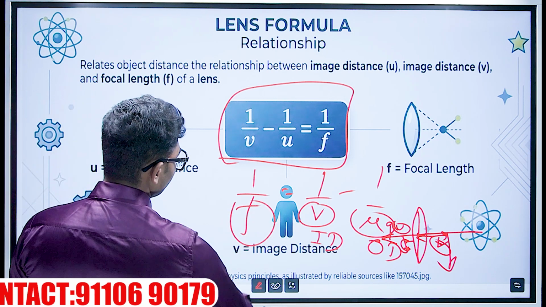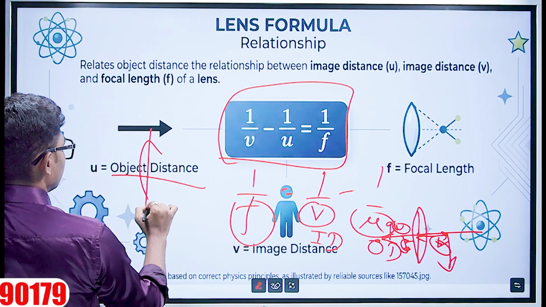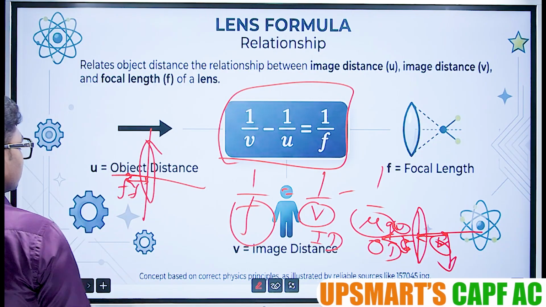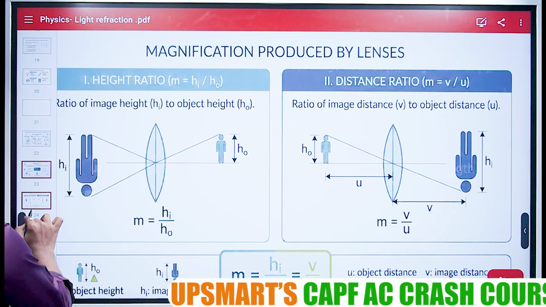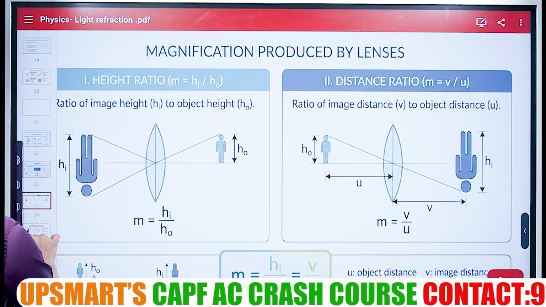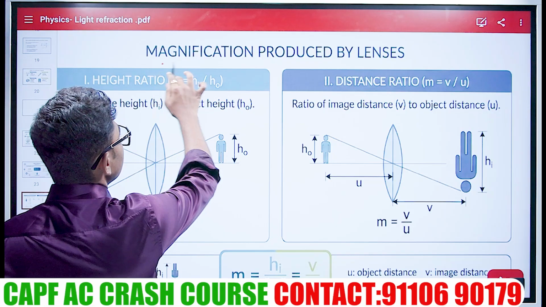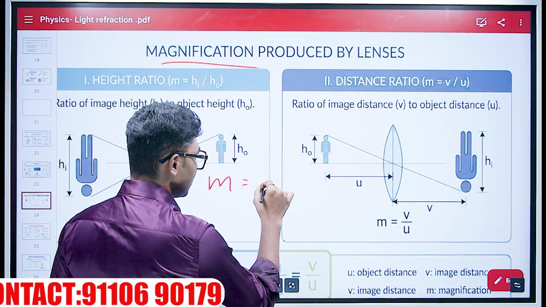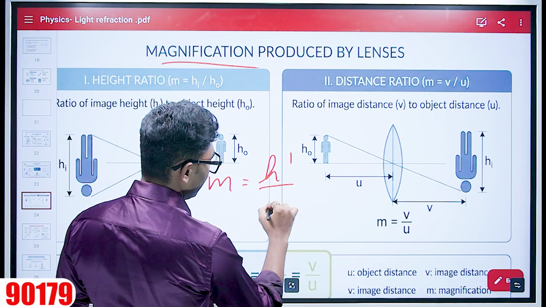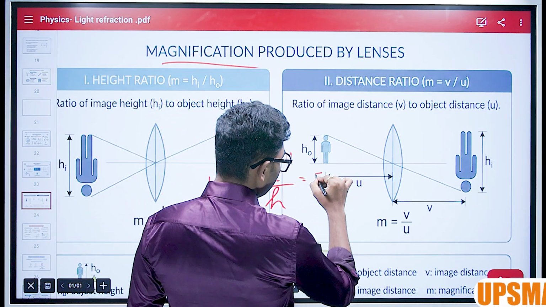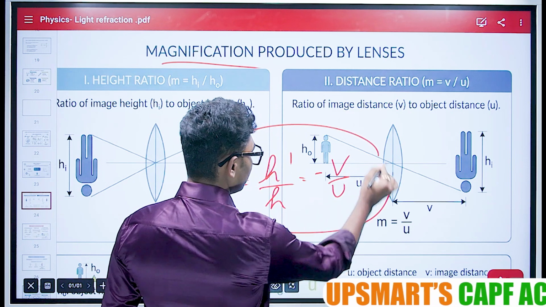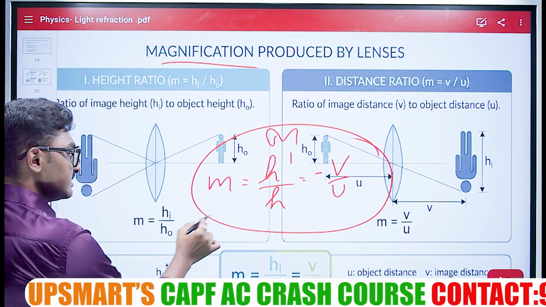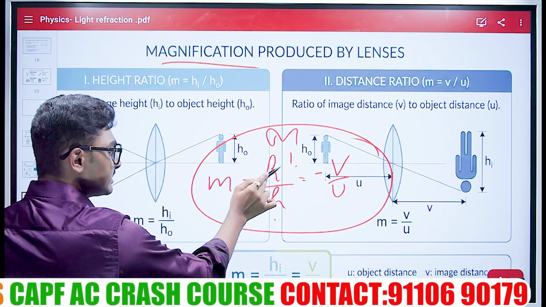Then obviously f, you all know, focal length. This is focus and this is focal length. And then this is about the magnification. Magnification formula you already know for the mirror. m is equal to, for mirror I'll write first, h dash by h is equal to minus v by u. This is for mirror, right? So same here, nothing changes. It is also h dash by h, image height by object height.